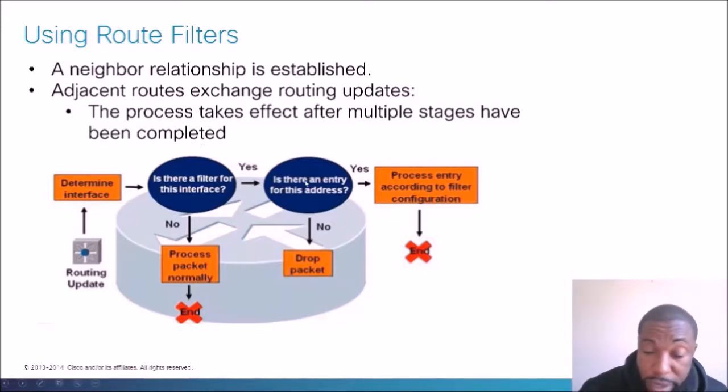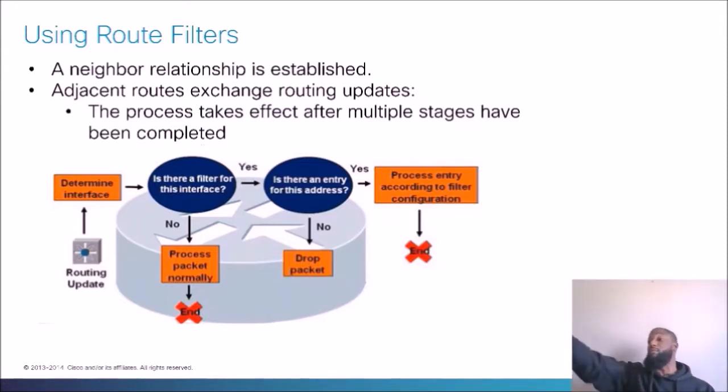If there is a filter, think of this as the bouncer. There is a filter for this interface. He ain't got the right clothes on, or he just doesn't match an access control list, an ACL. We're going to go over that as well. Is there an entry for this address? That's basically him looking at his RSVP list. Your name ain't on this list. So if not, he's going to drop the packet. You get out of this line. You ain't coming to this club. I'm not wearing that. If there is an entry for this address, then we're going to process the entry according to the filter configuration. There's so many ways to configure the filter.